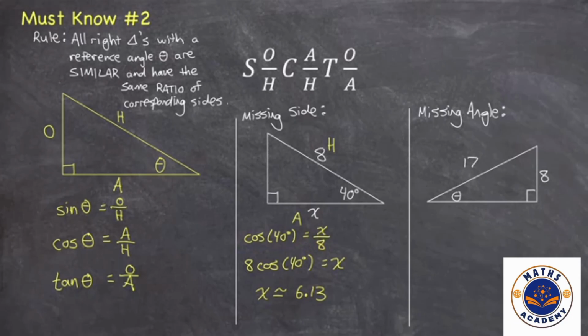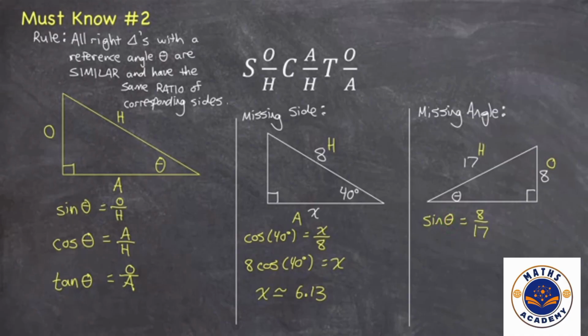SOHCAHTOA can also be used to find a missing angle inside of a right triangle. If we're looking for this angle here, notice that 8 is opposite from it, and 17 is across from the right angle, so that's the hypotenuse. The ratio that involves opposite and hypotenuse is the sine ratio. So I could say sine of the angle equals the opposite side, 8, divided by the hypotenuse, 17. Now, all right triangles that have an opposite over hypotenuse ratio of 8 over 17 are similar to each other, which means they've all got the same angles, so we can solve for angle theta.